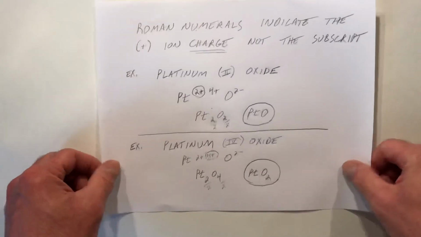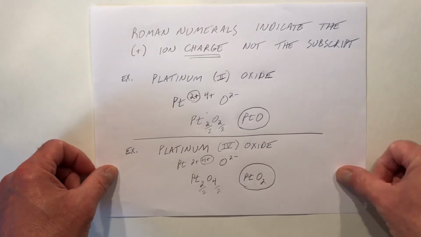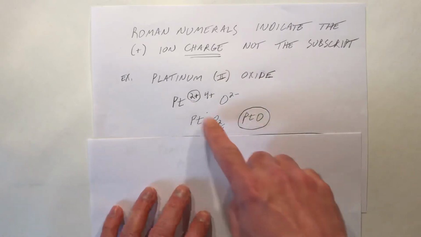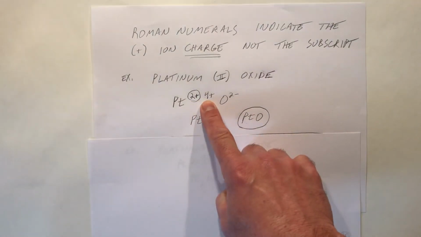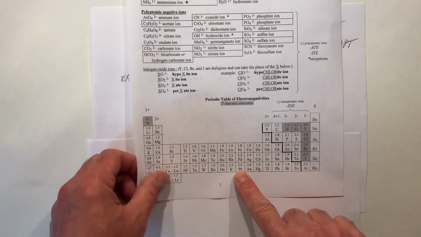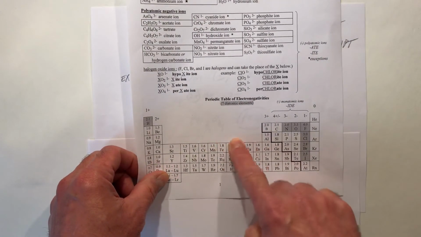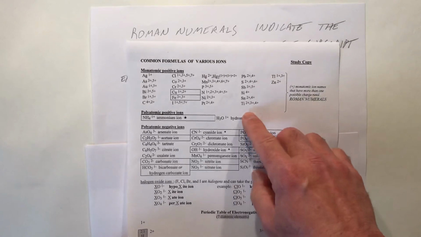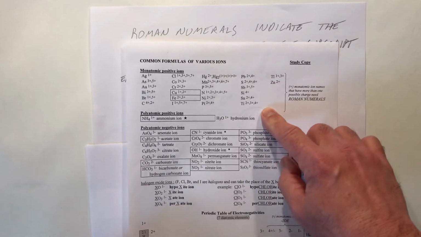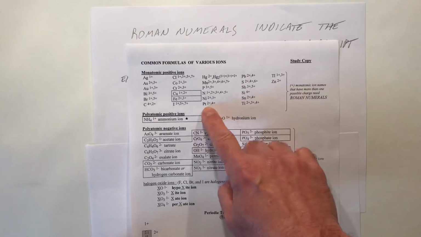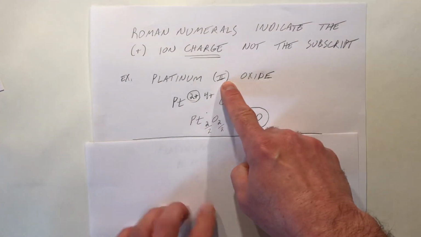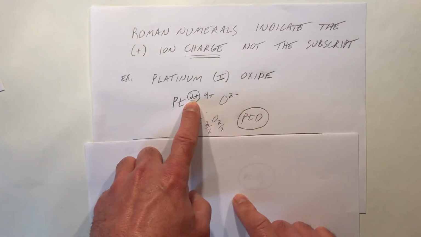Now remember that the Roman numerals indicate the ion charge, not what the subscript is. So, for example, platinum, which could be 2 plus or 4 plus. If we see platinum on the periodic table, we can see it's right here. We can't predict its charge because it's in the middle part of the table there. So we look up here at the experimental results and we see that platinum is listed as a 2 plus or a 4 plus. So if we say platinum 2, we're referring to the 2 plus version of platinum.